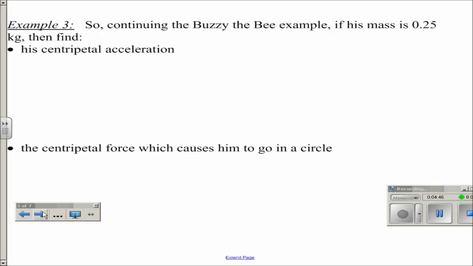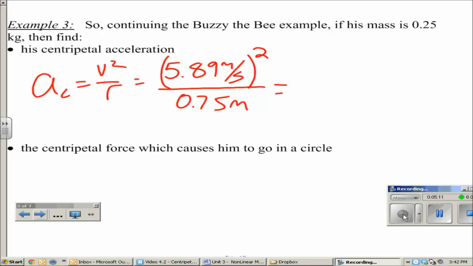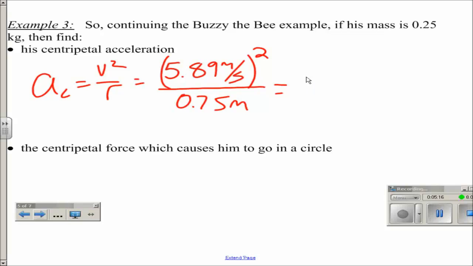Cool. So to find the acceleration, it's v squared over r. Remember, his velocity, we figured it out last time, and I wrote it at the beginning of this video, was 5.89 meters a second. We're going to square that number and divide it by the bee's radius, the radius of the bee's circle. The answer we get is 46.3 meters per second squared. And the units do work, right? You have meters squared per second squared divided by meters, which gives us our acceleration units.